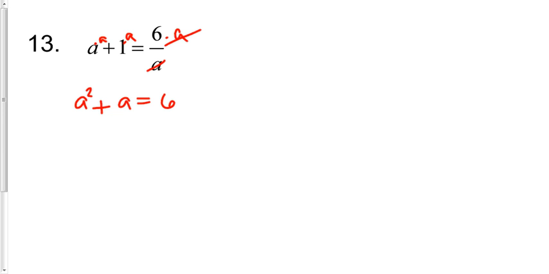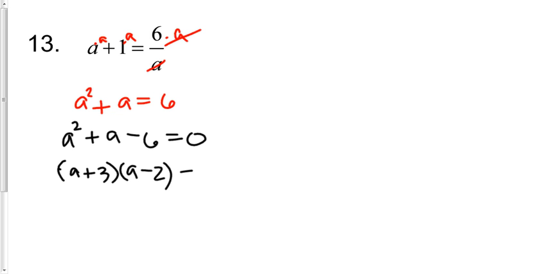Okay, so now we solve it. The easiest way to do this is to set it equal to 0 and see if you can factor. So a squared plus 1a minus 6 equals 0. Can I think of two numbers that multiply to negative 6 and add up to positive 1? Well, if I use a plus 3 and a minus 2, 3 times negative 2 is negative 6, and 3 plus negative 2 is 1. Now we just set each factor equal to 0 and we'll get our solution.